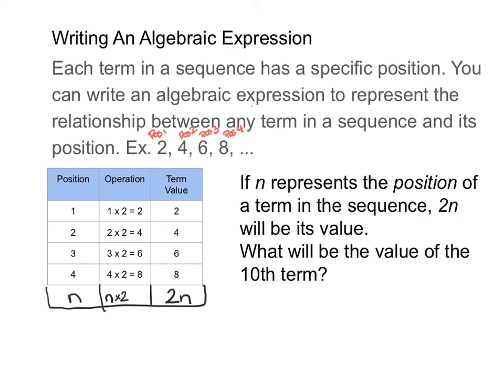So if n represents the position of a term in the sequence, then 2n will be its value. I want to figure out what will be the value of the 10th term. So I'm going to make another box right here in my beautiful little table, right? And I want to figure out 10 without doing all those numbers in between. Well, it's position 10, and I have to multiply it by 2. So what would that give me? That would give me 20, or 2 times n, right? So my 10th term would be 20.